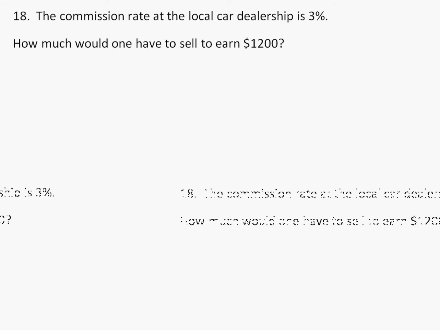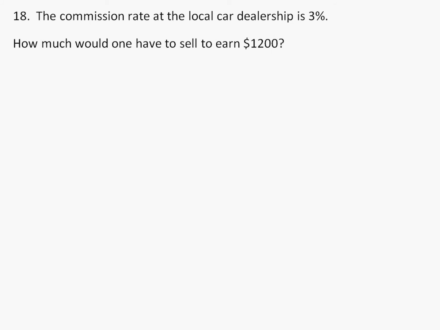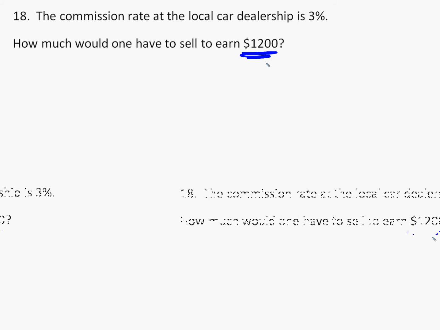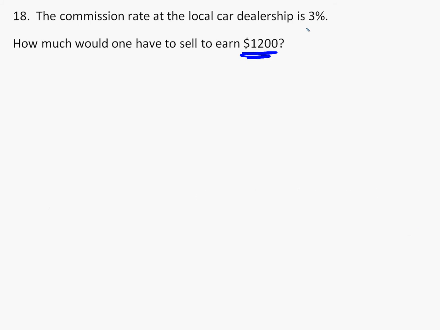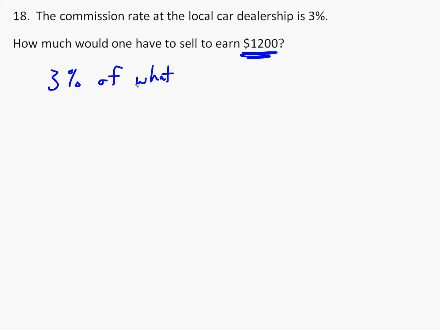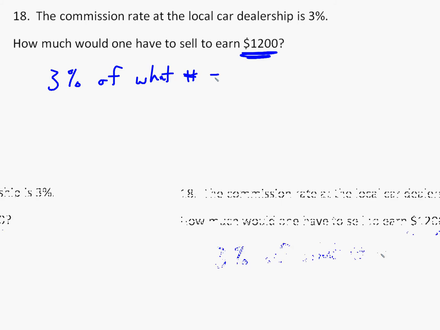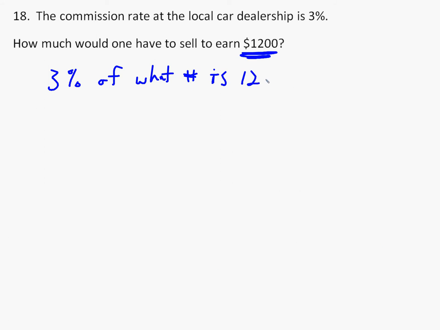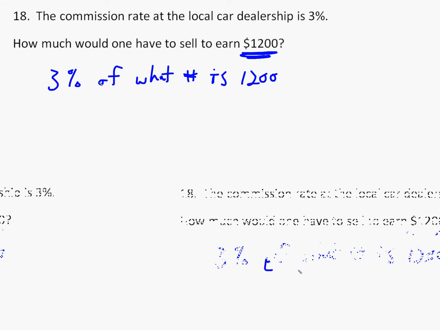So commission rate is 3%. Let's think through this and see if we can write a sentence. We want to know, is this 1,200 our whole or is that the part? We want 3% of something to give this person that $1,200. So really we want to think: 3% of what number is $1,200? And we want to find how much needs to be sold.